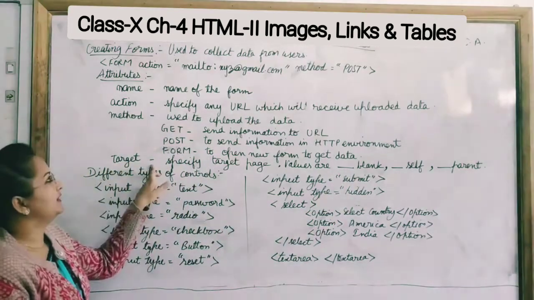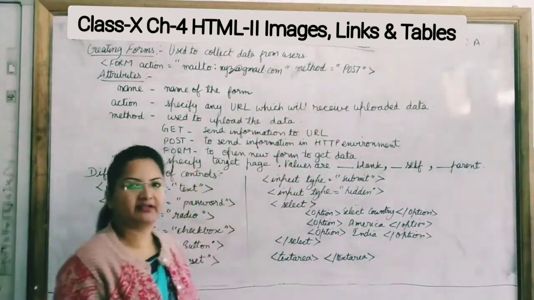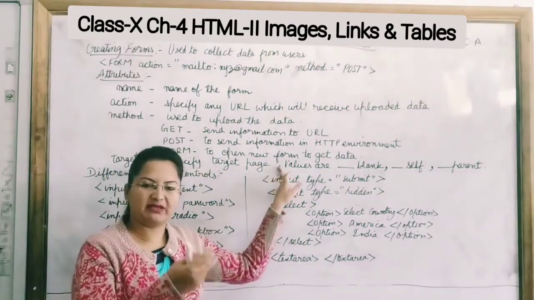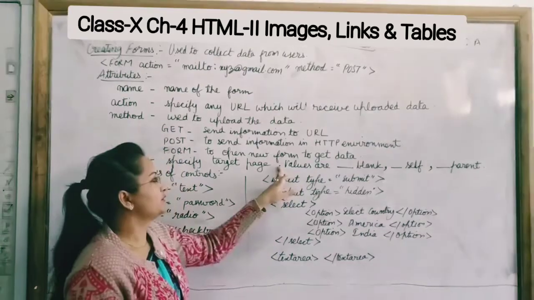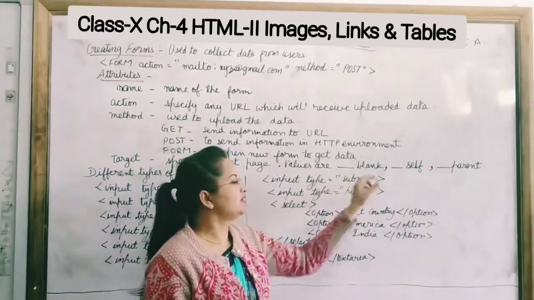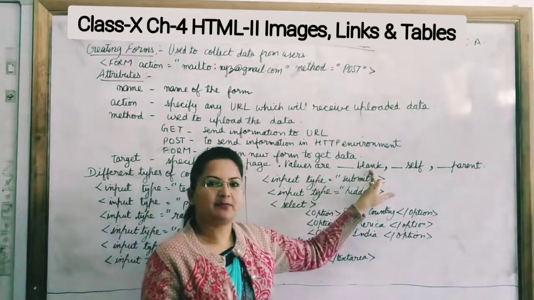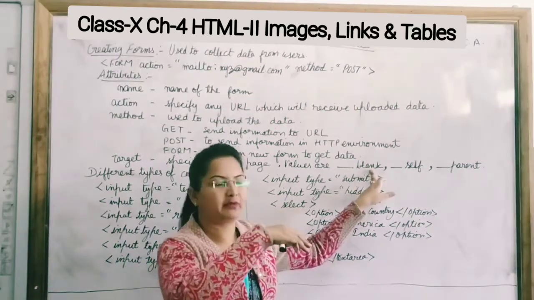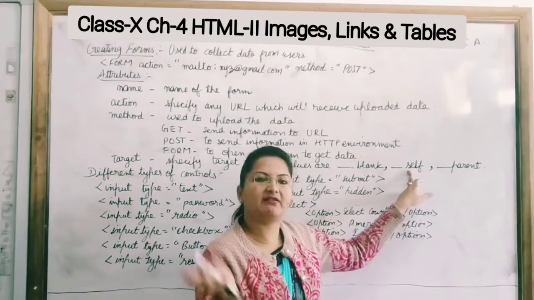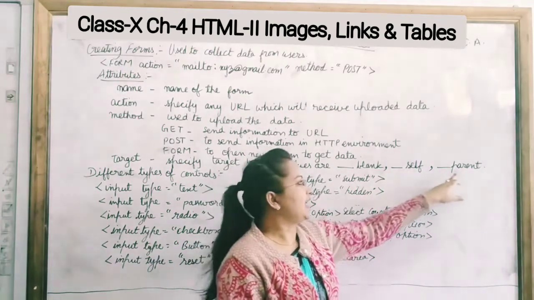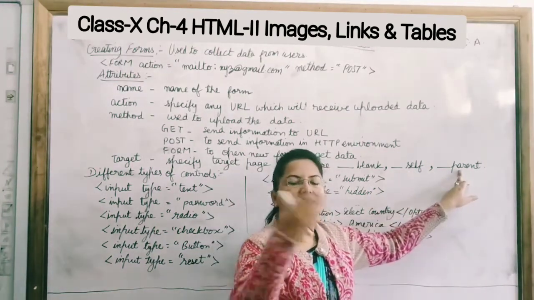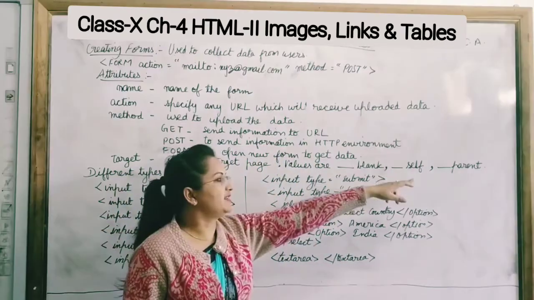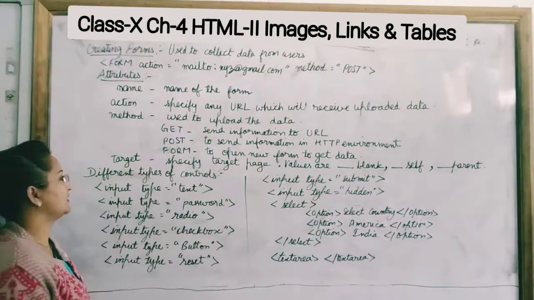Now target. After method, we can also write the target. Like if you want to open a blank page, meaning a new page. First of all, there are 3 values. In the 3 values, there is blank. Blank will open the blank page, that means the data will be sent to the blank page. Now self means the data will be sent to the same page, and parent means the data will be sent to the previous page. So these three values we can specify in the target attribute.